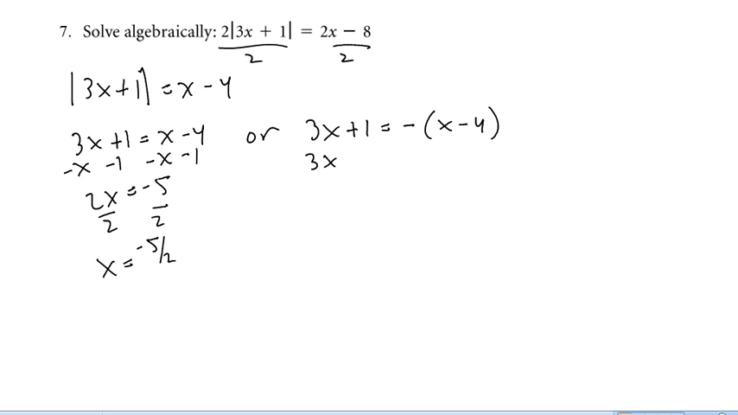And this guy, let's simplify first. X is on the left. And subtract 1 there. So we get 4x equals 3.